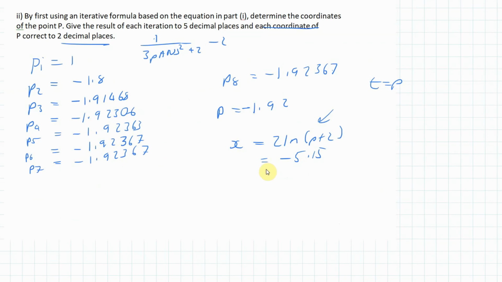And we were told that y is equal to t cubed plus 2t plus 3. We're using the value of p for t in here. So chuck in your p value of negative 1.92, and when you do that you get negative 7.97 for your y value. So that's the x and y coordinates of P, to two decimal places.